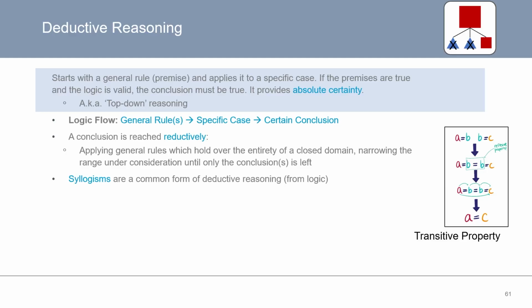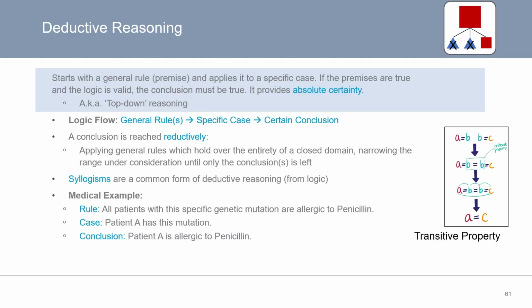Syllogisms are a common form of deductive reasoning from logic. One medically relevant example of deductive reasoning may start with the general rule that all patients with a specific mutation are allergic to penicillin. Given the specific case that a patient A has this mutation, we can conclude that patient A is allergic to penicillin. Typical AI uses of deductive reasoning include expert systems and other rule-based software where safety and strict logic, as well as certainty in conclusions, are paramount.